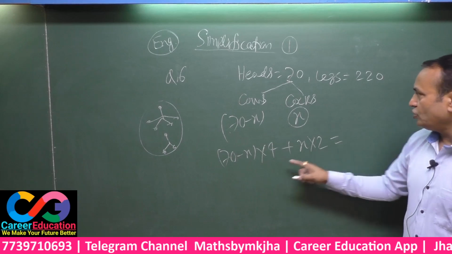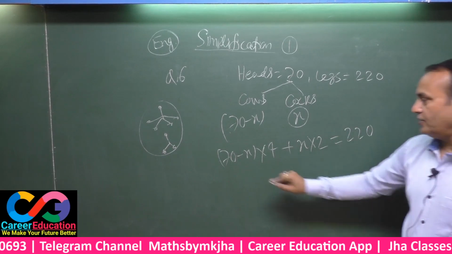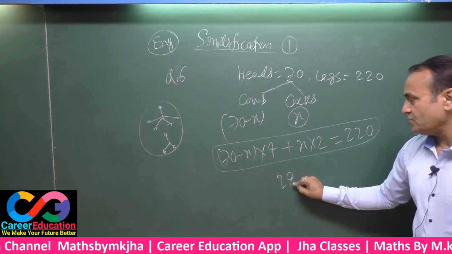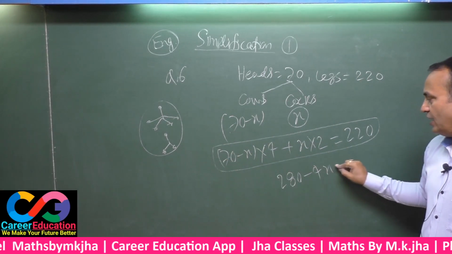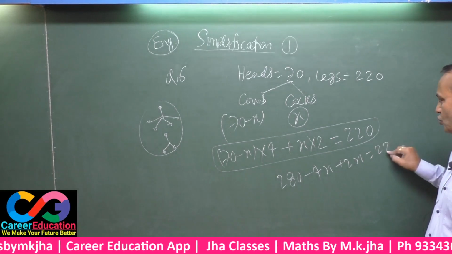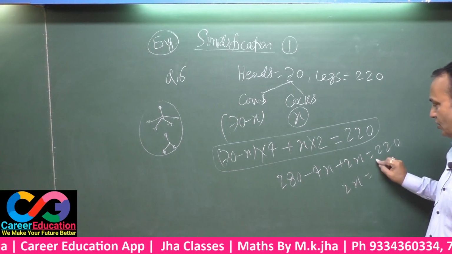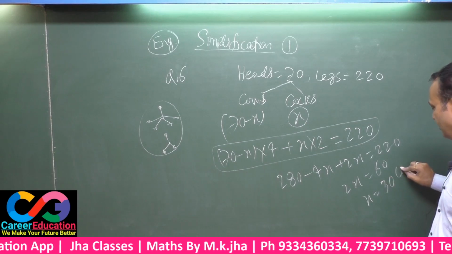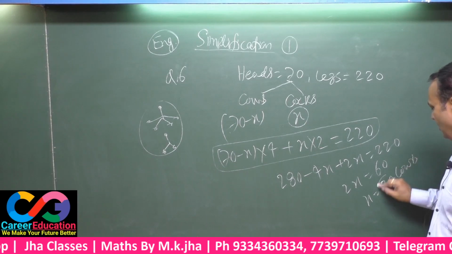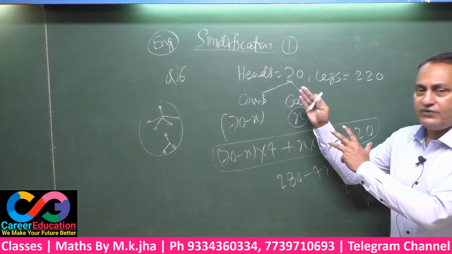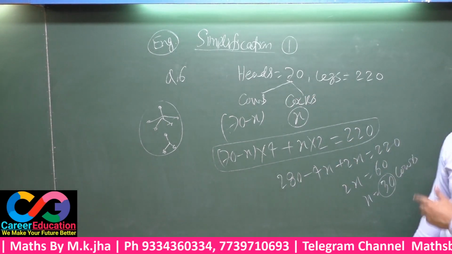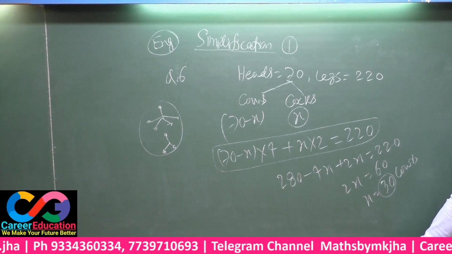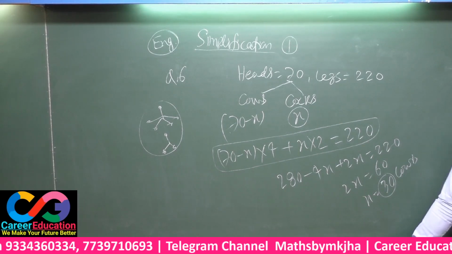That means total legs must be equal to 220. This is your basic equation. Now solve this: 280 minus 4x plus 2x equals 220. So 2x equals 60, x equals 30. That means there are only 30 cocks out of 70. This must be the right answer. Match the answer first. Note down.